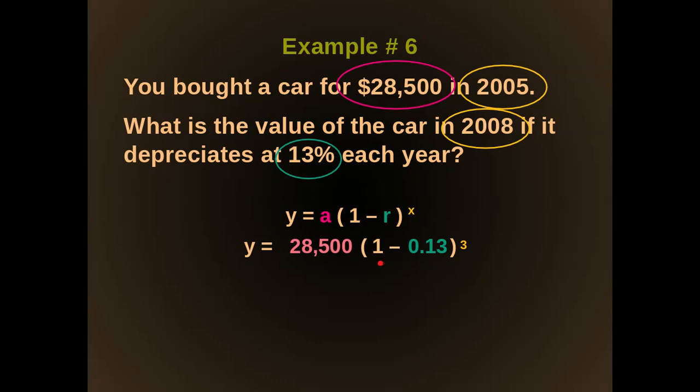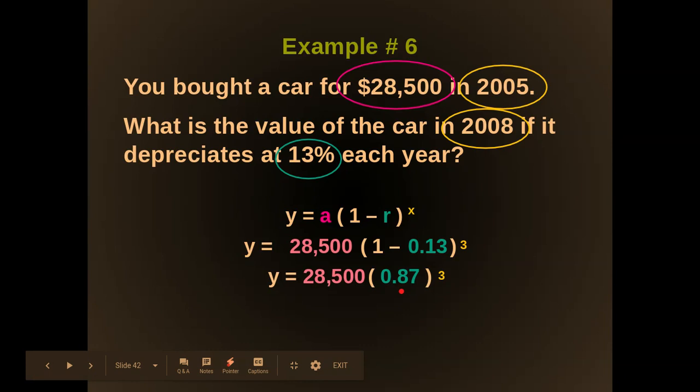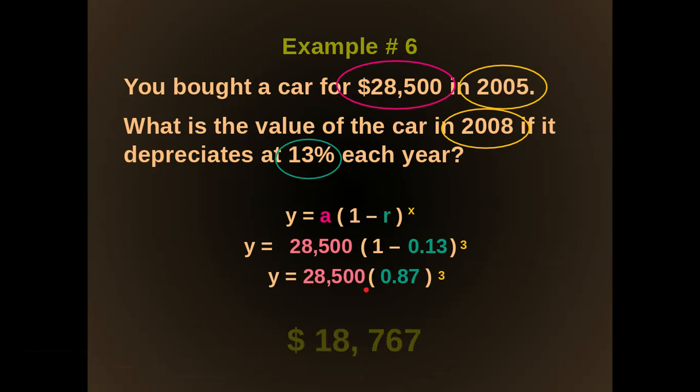As we first subtract 1 minus 0.13, that gives us 0.87. Well, if we lose 13% every year, that's the same thing as keeping 87% every year. So that growth factor makes sense. Now, calculating results in a total value of $18,767 after 3 years. So that is percentage decay.